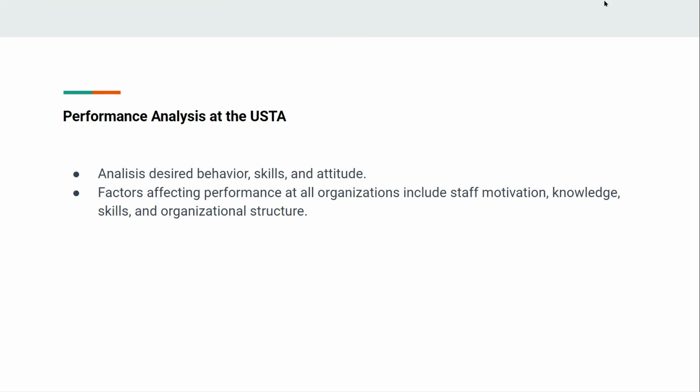We did a performance analysis before actually beginning the project. Now, in our performance analysis, we're comparing current and desired behaviors, skills, and attitudes, how people think at the USTA. There are several factors that we look at. Factors like staff motivation, knowledge, and organizational structure are crucial in understanding performance gaps and planning effective interventions, which we will dive into later on.